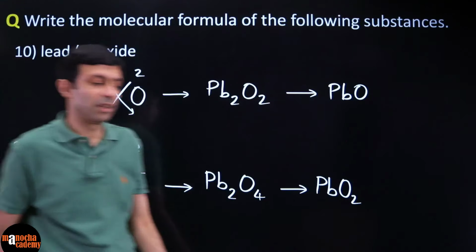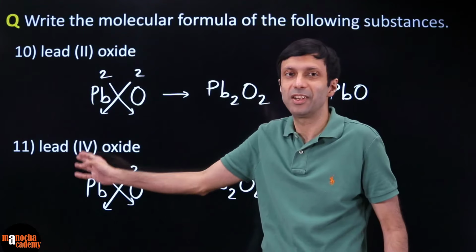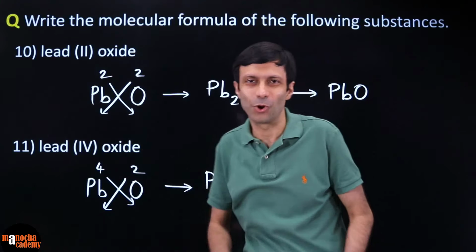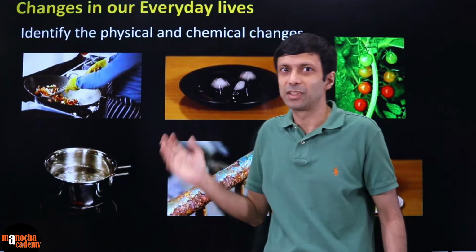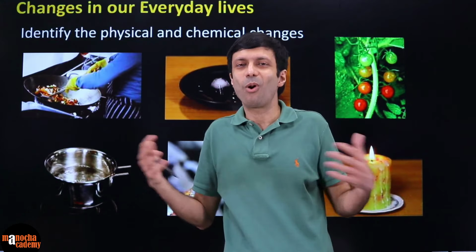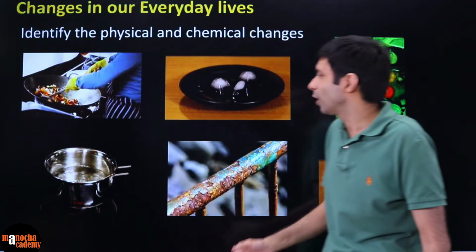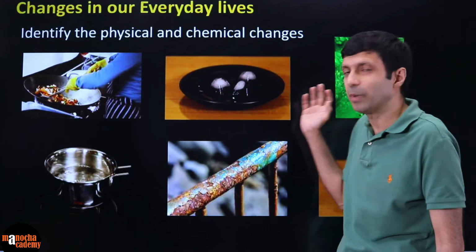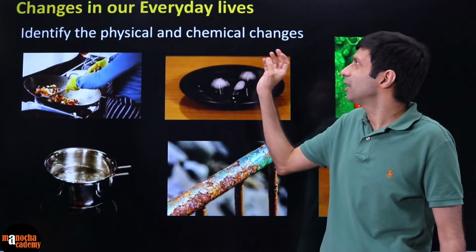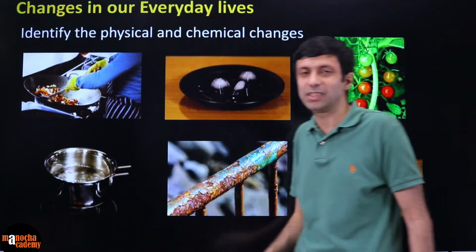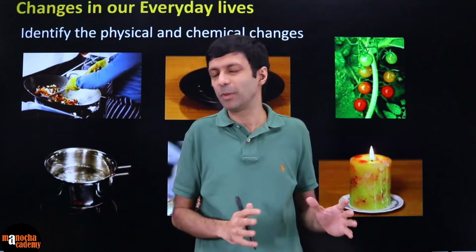But here it was easy to work out because they gave us the valency. In Roman numerals, the valency is written. Lead 2 oxide, lead 4 oxide. So now let's talk about changes in our everyday lives. So we know that changes are happening all the time, right? For example, if you consider cooking going on, or melting of ice, ripening of tomatoes, or now is mango season, ripening of mangoes. So can you guys tell me what are the physical and chemical changes that you see here? What is the main difference? Do you guys remember the difference between physical and chemical change?